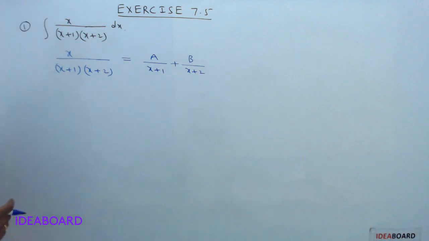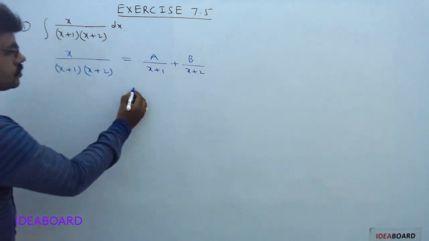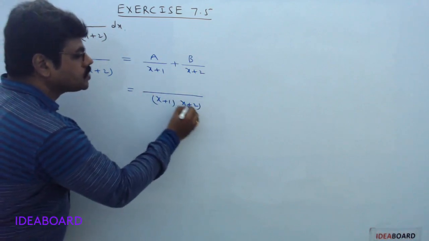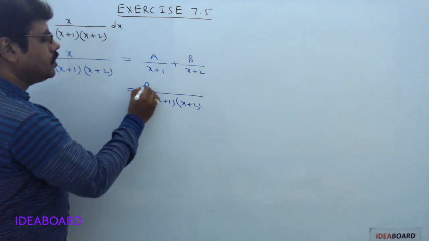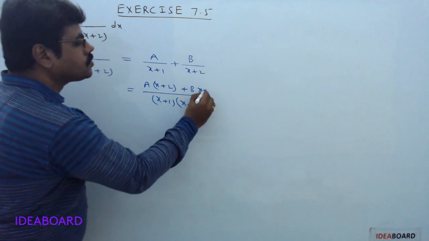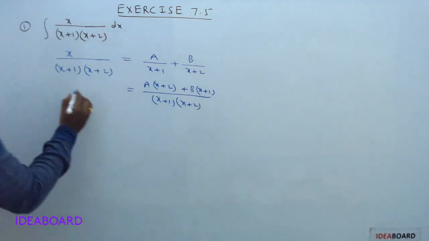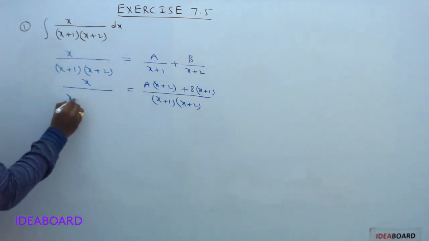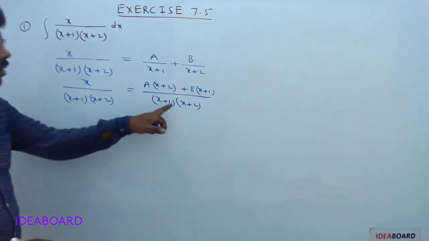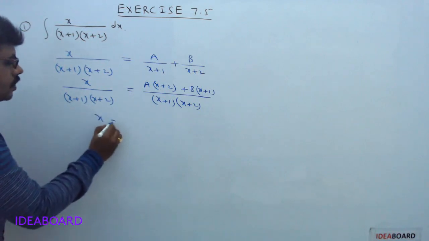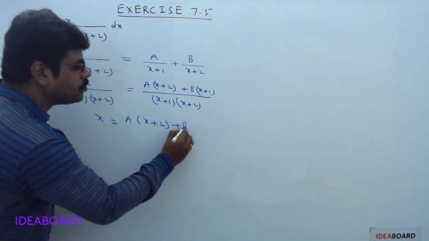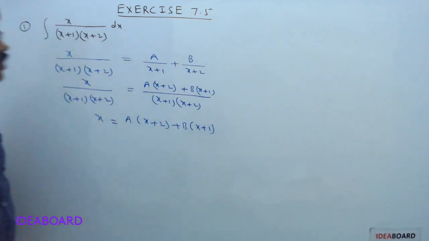Now, come to the solution part. First, take the LCM. Here, what is the LCM? X plus 1 into x plus 2. Corresponding numerator, a into x plus 2 plus b into x plus 1. Write down the LHS part as it is: x divided by x plus 1 into x plus 2. Now cancel the denominator on both sides. Now x equals a into x plus 2 plus b into x plus 1.